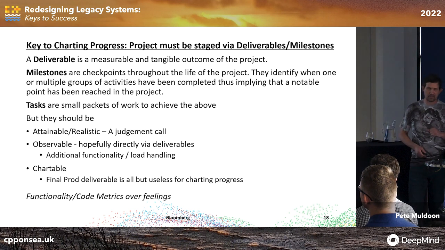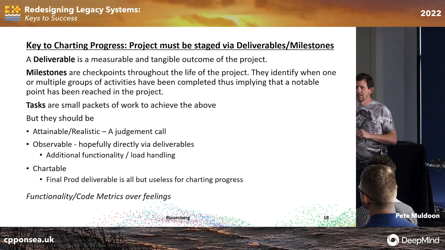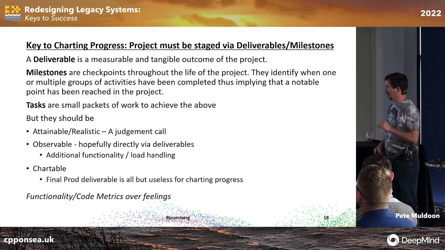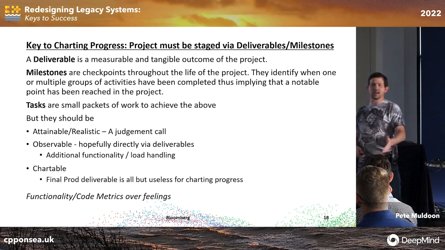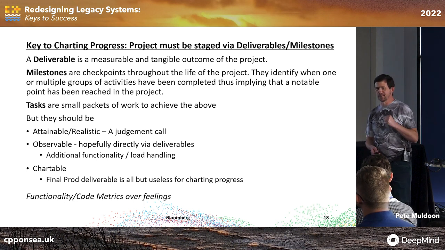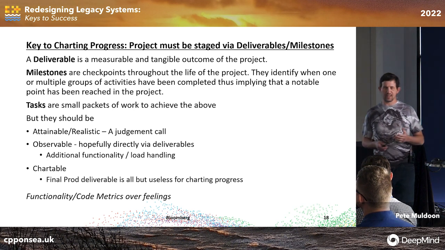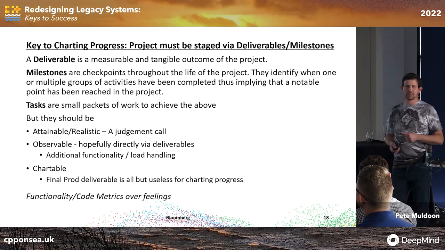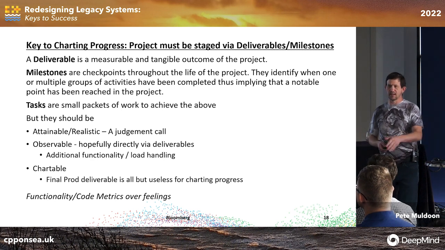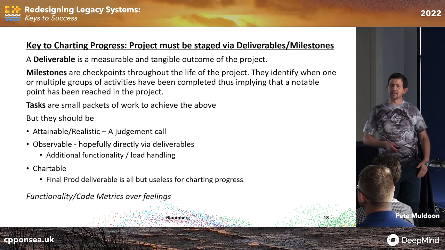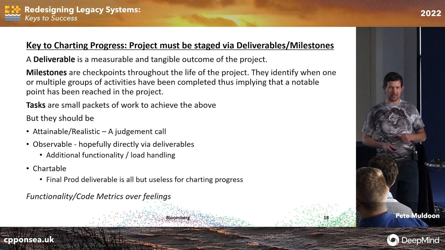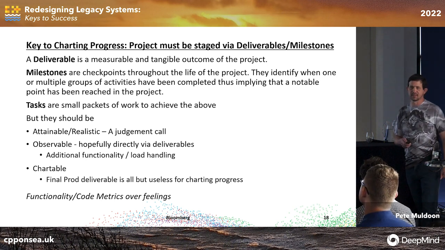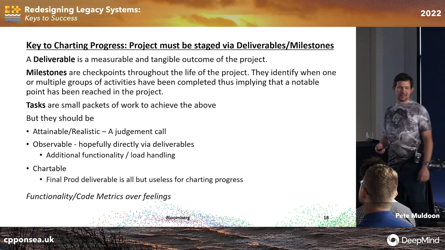And the last thing I'll say on charting your progress is functionality or code metrics over feelings. This is not my saying, I heard it somewhere, but I really liked it because I see many times, how are you doing on the project? Ah, man, we're doing great. I feel great about it. Feelings don't really get you far, especially if you don't understand the problem and you're not in the right spot. I say, pull me out some of the functionality you have. Let me see where that is on your chart of deliverables. Then I can feel good about it, but not before that. People feel good right up to the end. When they don't deliver, then they feel terrible.